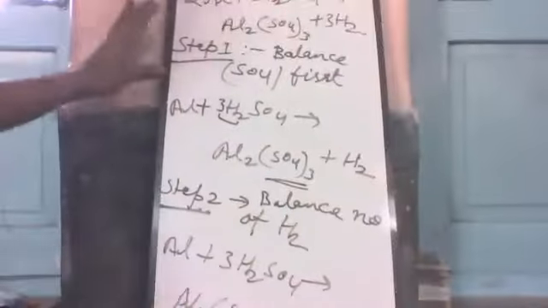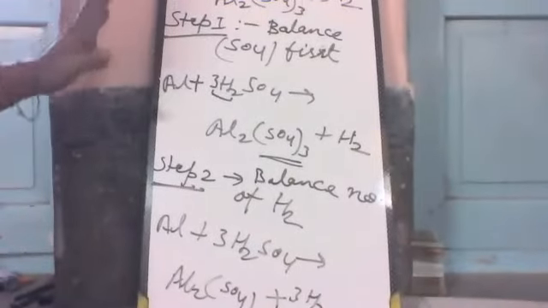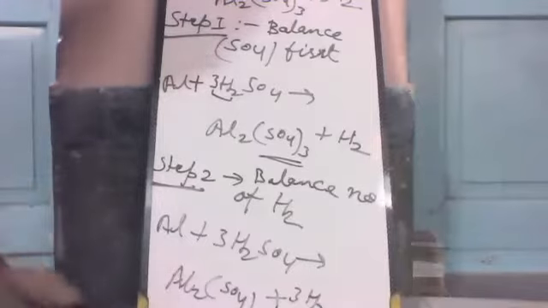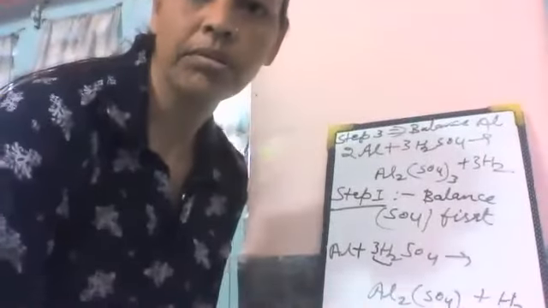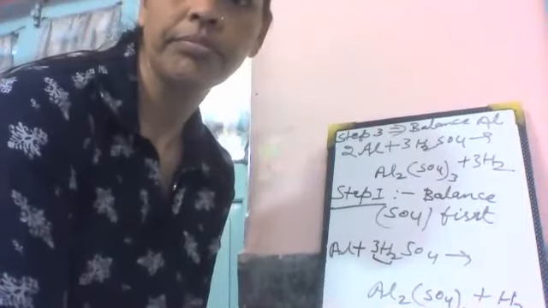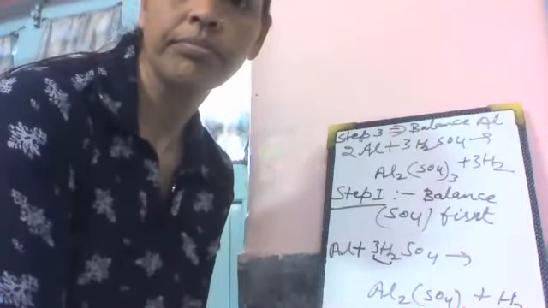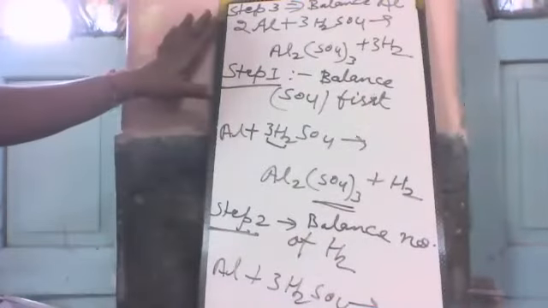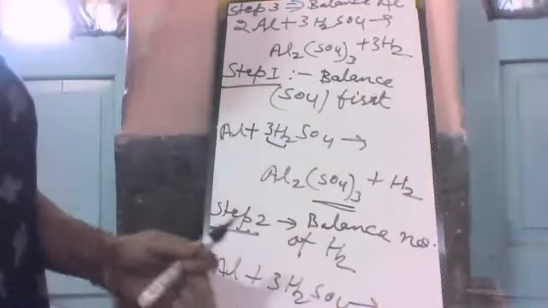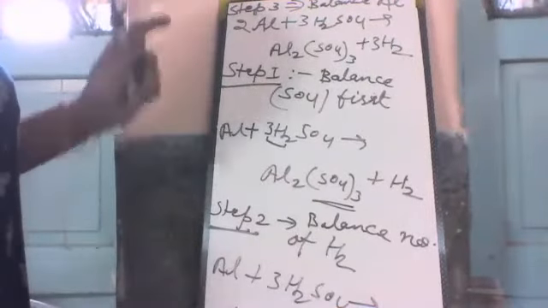In this way we have balanced the number of all the atoms present on both sides, and in this way we have balanced the equation. Aluminium reacts with sulfuric acid, forming aluminium sulfate and hydrogen.